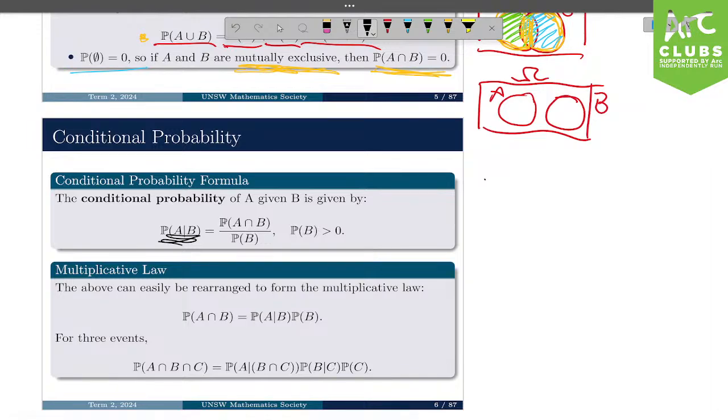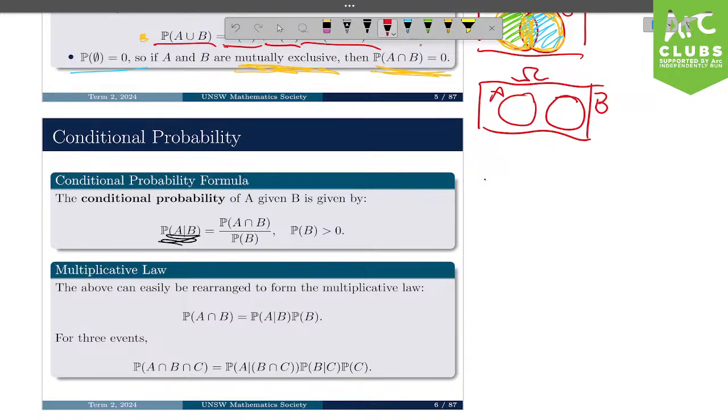And it's just equal to the probability of A intersect B divided by the probability of B. And of course, the probability of B has to be greater than 0, because if it was equal to 0, we would be dividing by 0, and that's a huge issue. And of course, it's a probability, so it also has to be between 0 and 1. All right, so that's just a formula.